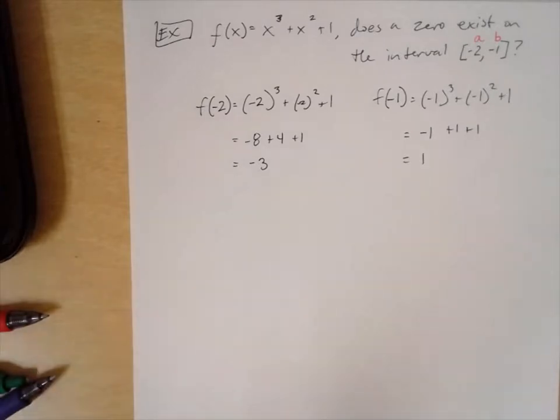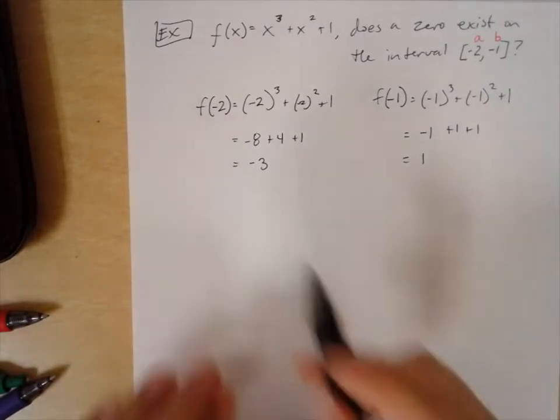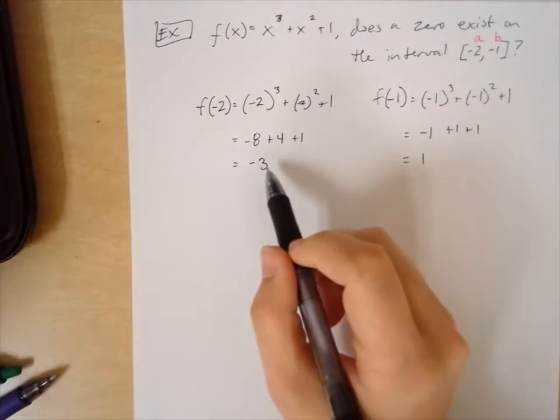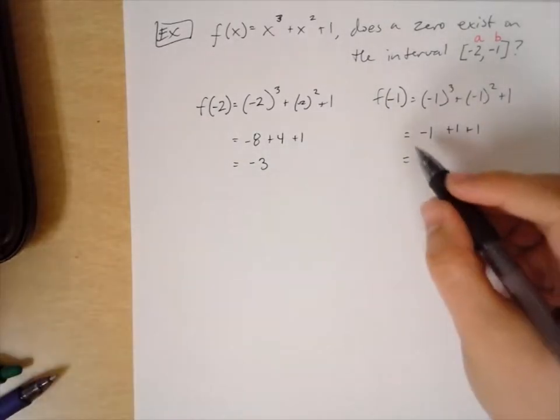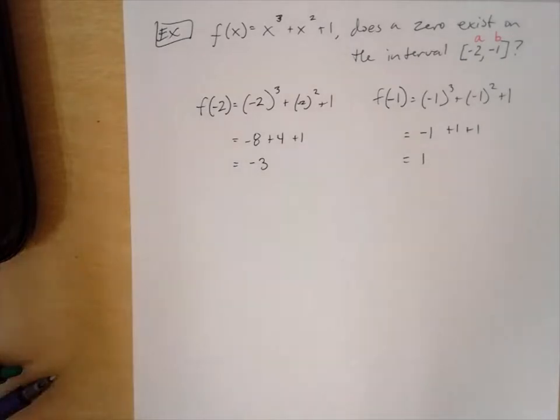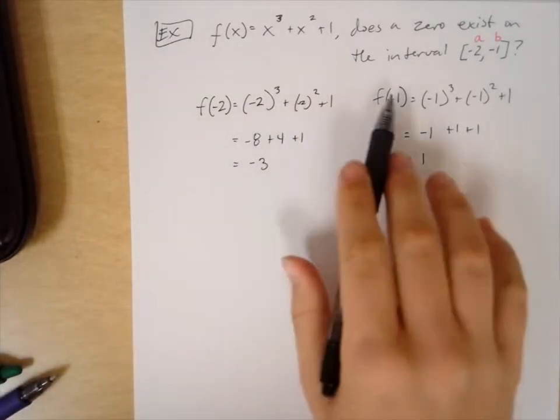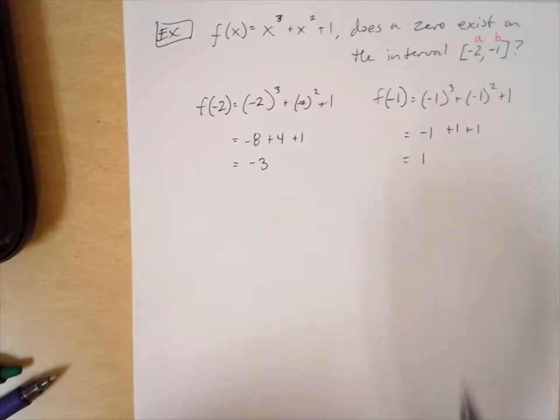Oh my goodness, look at that. We have a negative value for our A and we have a positive value for our B. That means that at some point, somewhere between -2 and -1 on our x-axis, there is a point where our graph crosses the x-axis. How interesting.